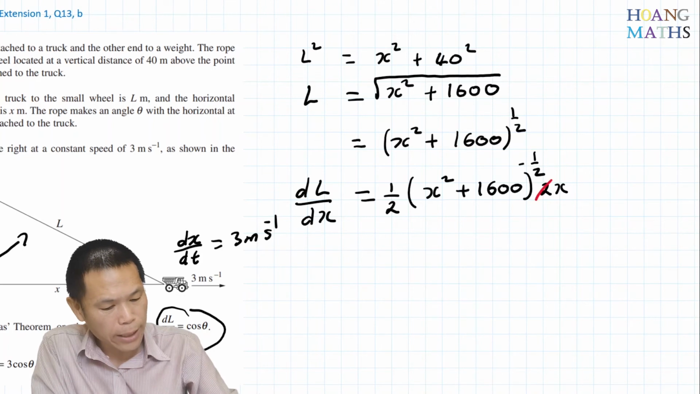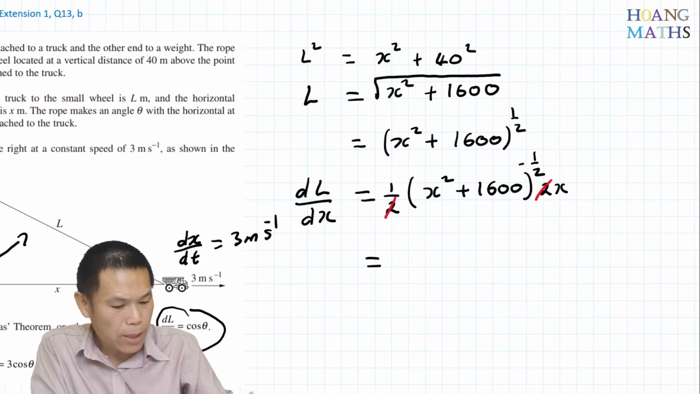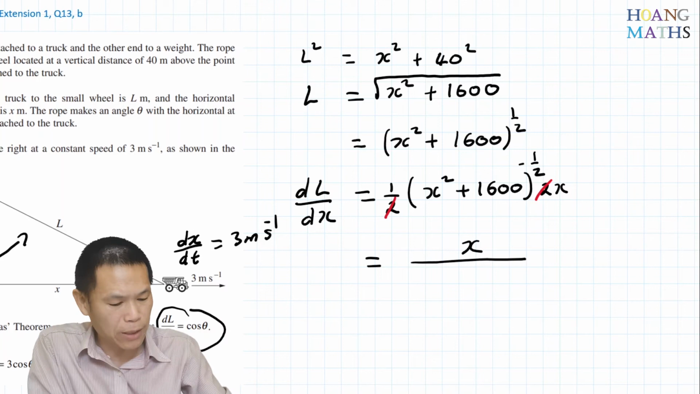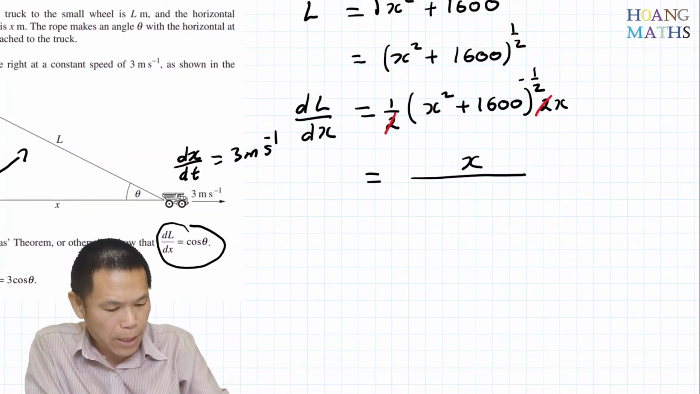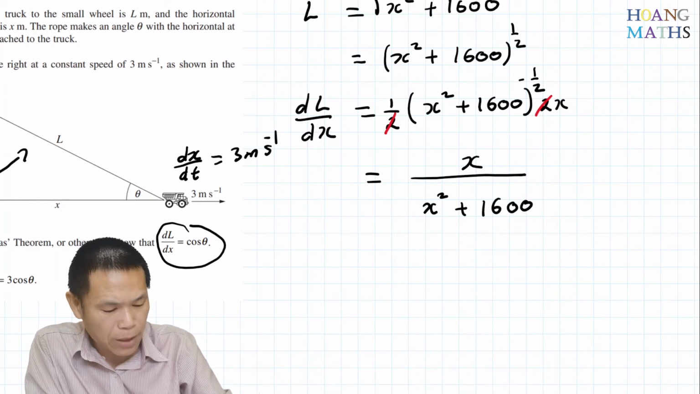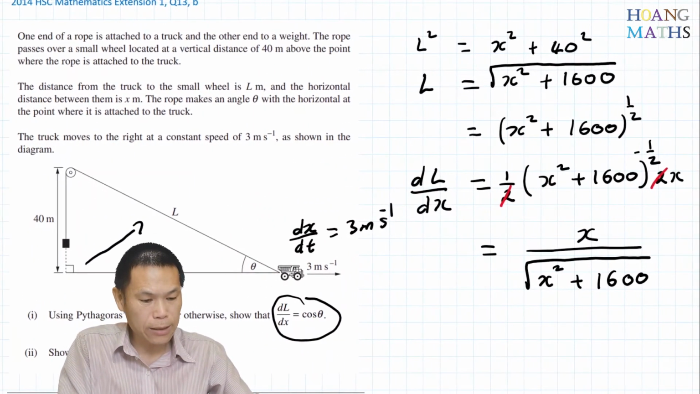Now these two I can cancel out. So this will give me x, and then the negative a half, I bring it down to become a positive index. So that becomes x over (x squared plus 1600) to the power of a half. That means the square root of that. So there you go. That is dL/dx.